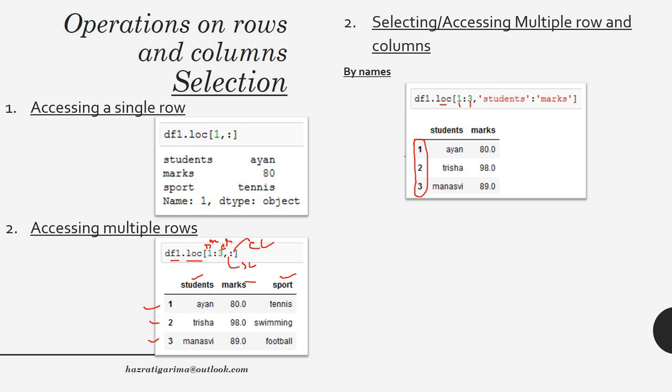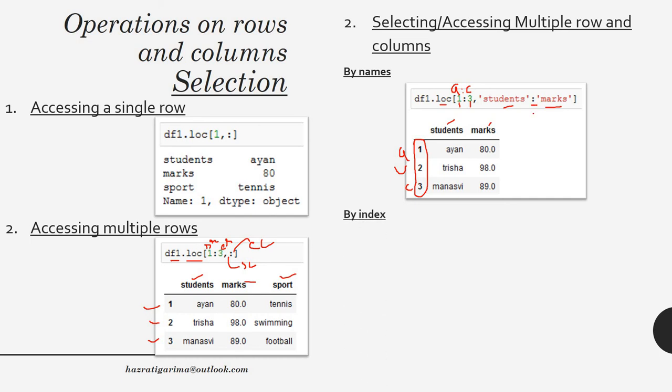It is a name. If it is A, B, C, then what should I write? I write over here A to C. Okay. After that my column names are student and marks. So it is student and marks. Now if you want to print only student and sports, it will not be possible because it is a continuous range.